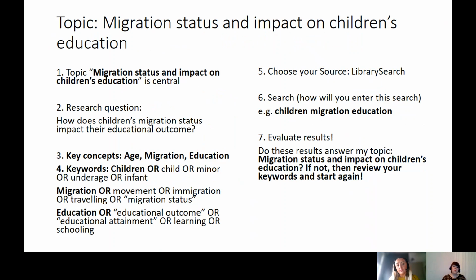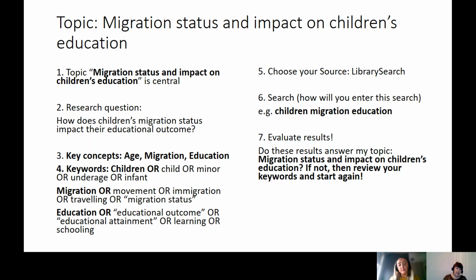Okay, so this is just a breakdown on what a typical assignment that you might be given, migration status and impact on children's education. So using that little brainstormer key, how do we narrow it down? So your topic, of course, is central. The next thing is, how do you make a question out of that? So it could be something like, how does children's migration status impact their educational outcome? So that's what you're going to answer then in your essay.